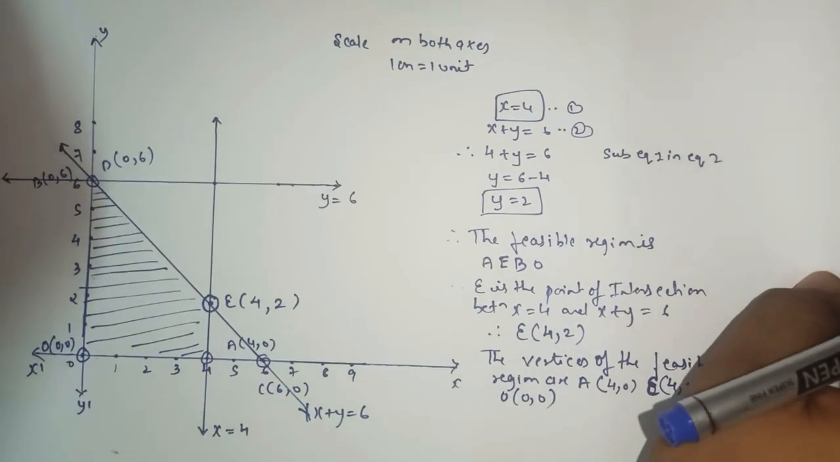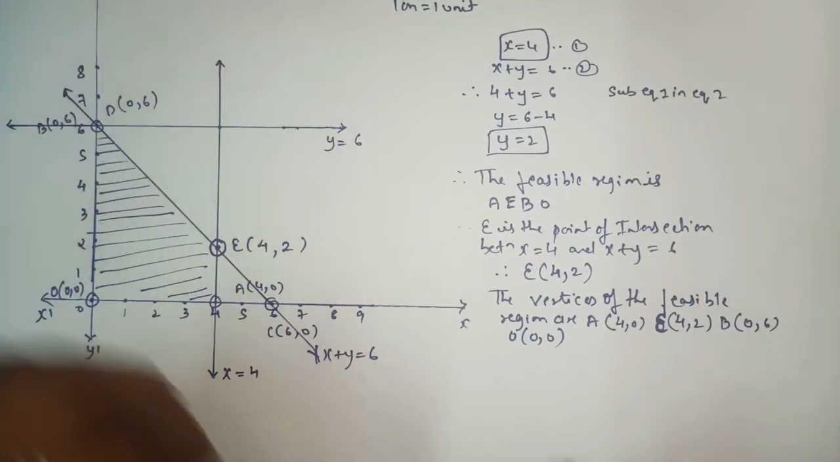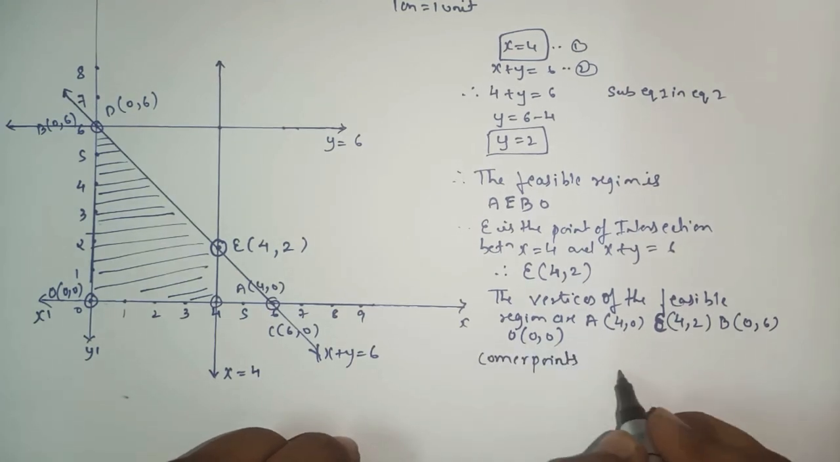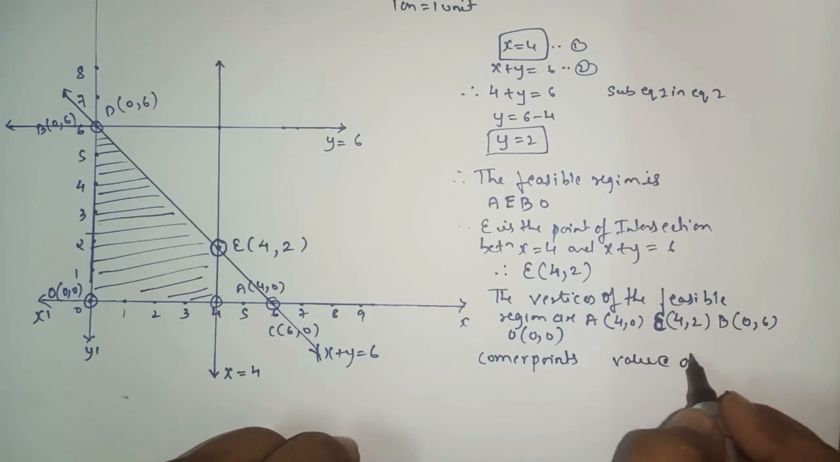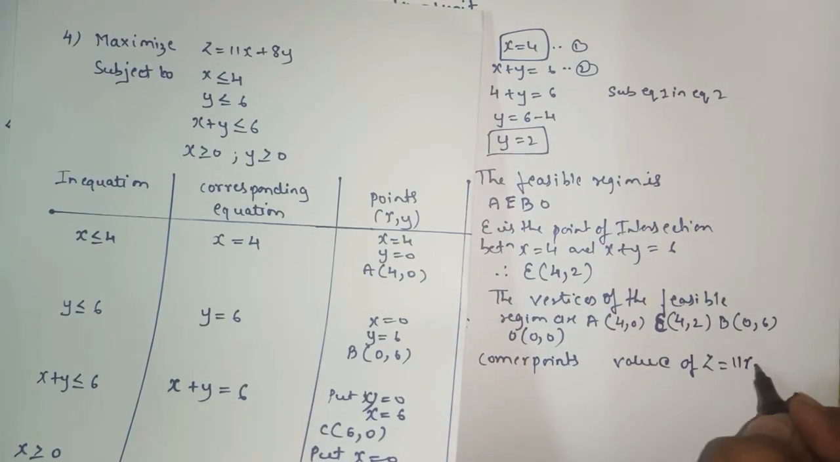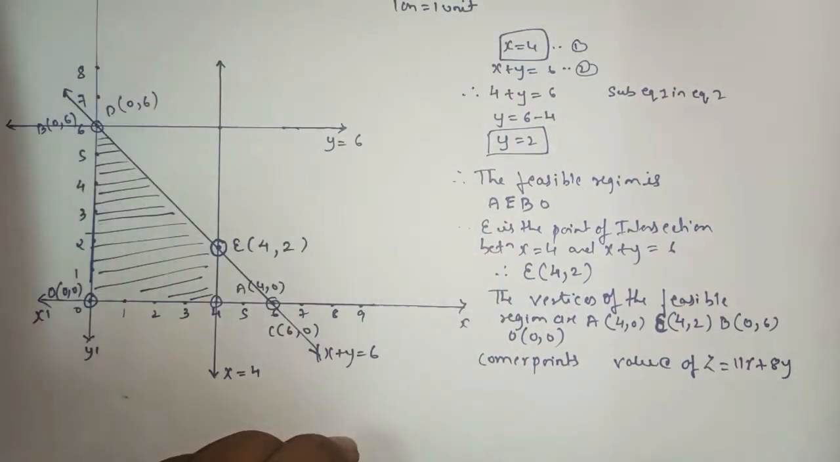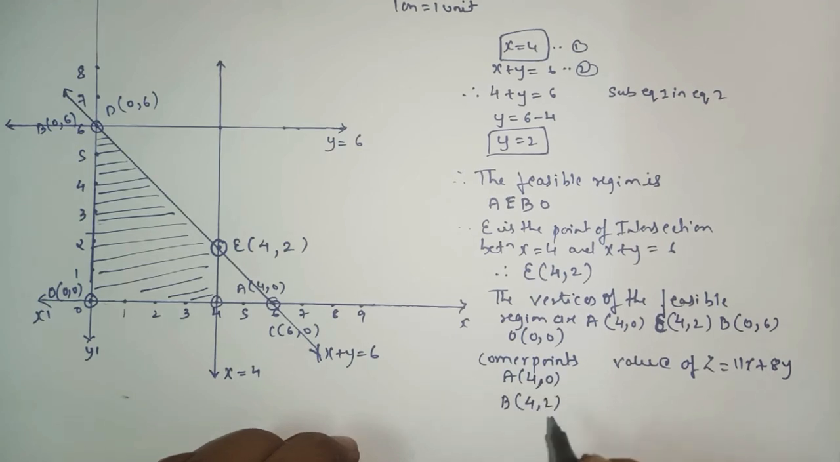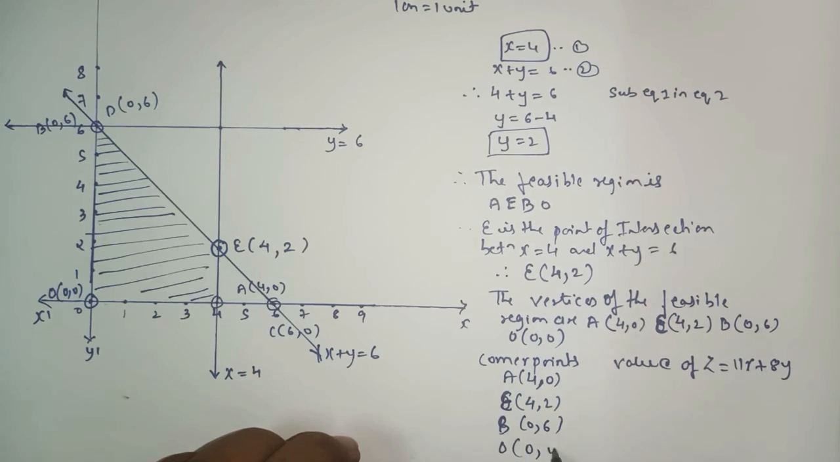Now the final step is to find the value of Z. So here we'll write the corner point and value of Z, where Z for this sum is 11x plus 8y. The first point is A, that is 4 comma 0. The second point is E, 4 comma 2. The next is B, 0 comma 6, and the last one is 0 comma 0.